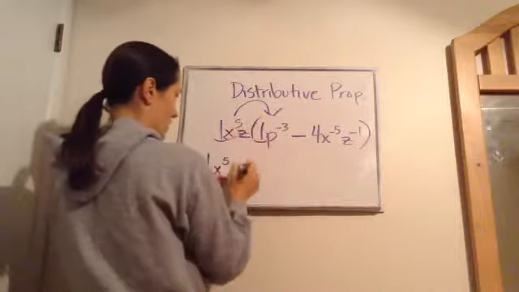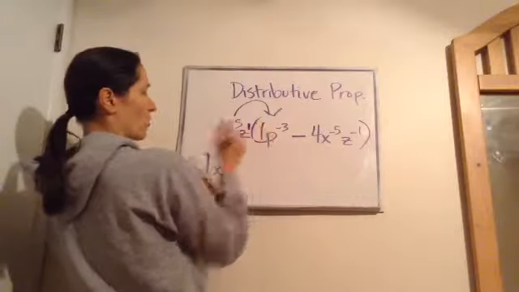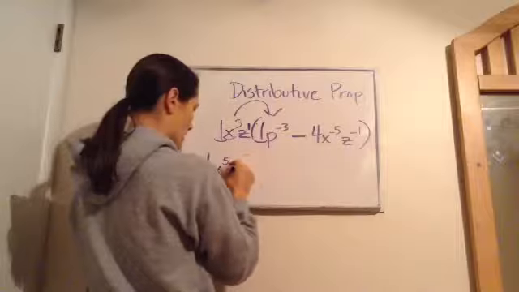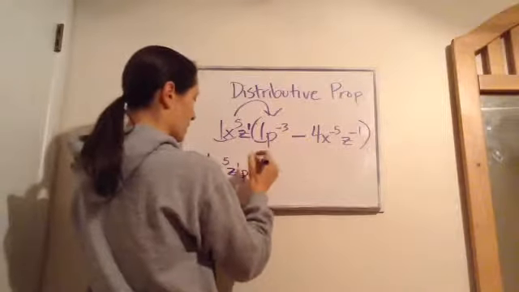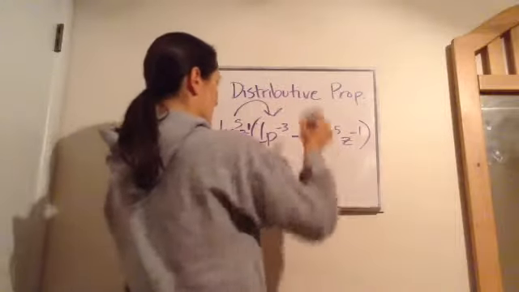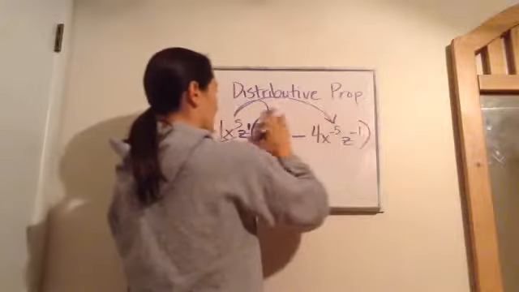So x to the 5th, z, there's 1. Make sure you put 1, just even though you can't see it. Is there any other z's? No. So we're just going to put z to the 1. And then p to the negative 3rd. Minus. Okay, minus. Now, we're done with this. We're going to go here.